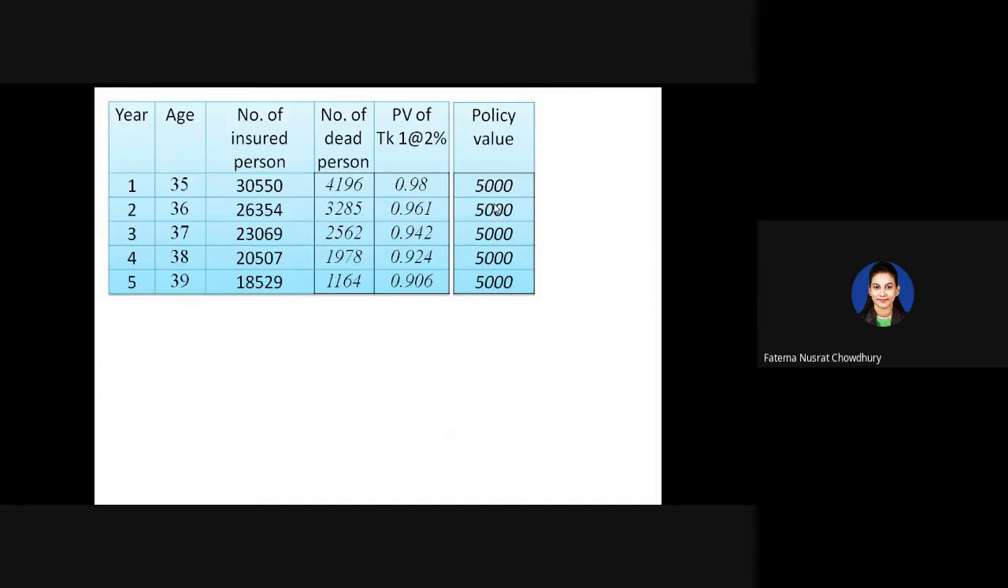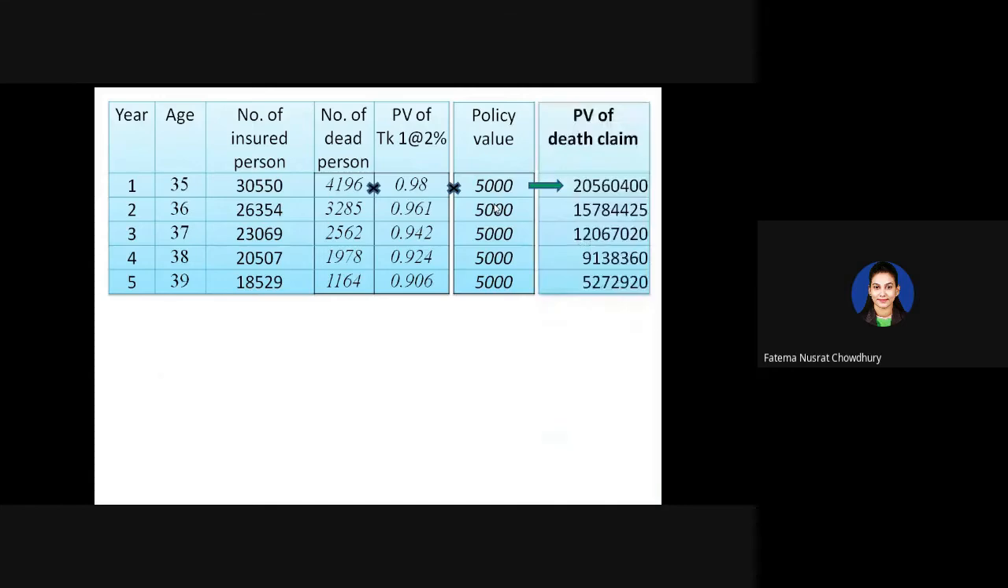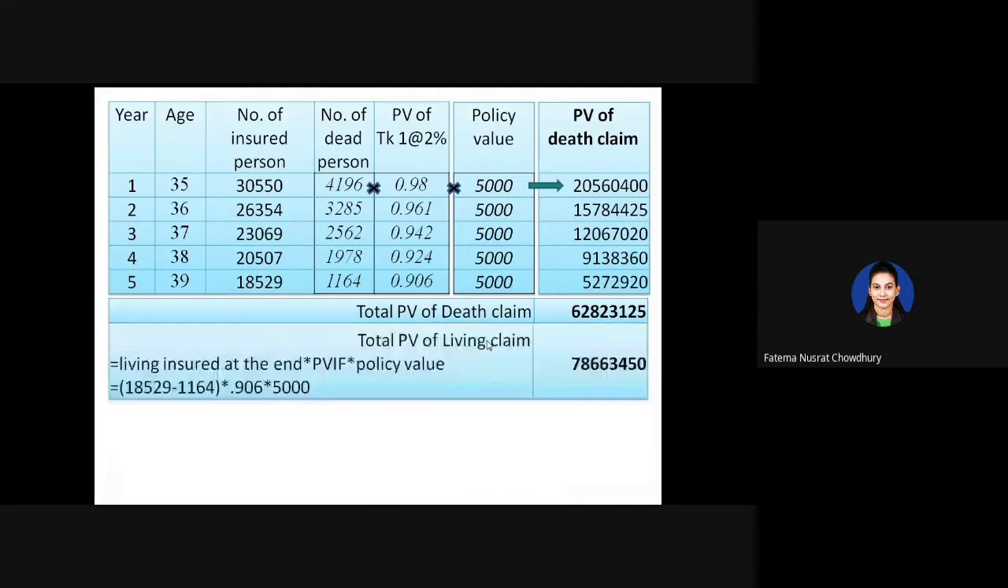Column number 7 is calculated by multiplying column 3 with columns 4 and 5. So here, by the animation, we can get the values of the number 7 column, and as we need total PV of death claim, we are calculating the summation and we get the total PV of death claim. As we are doing the math for endowment, we also need the total PV of living claim. That's why we are calculating the total PV of living claim.